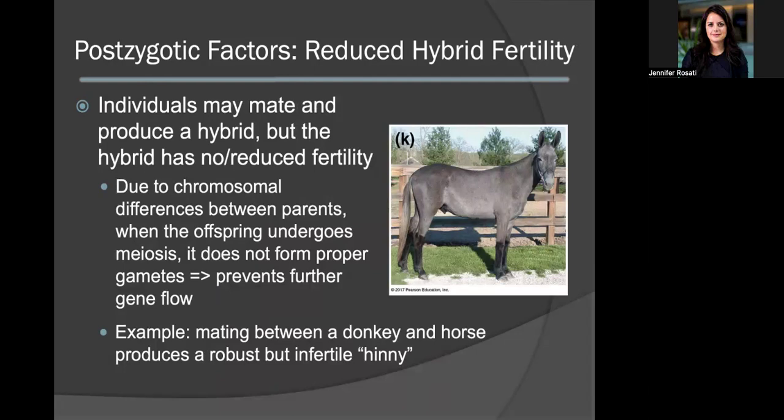Another postzygotic factor is reduced hybrid fertility. Once again, this is when individuals from different species mate and produce a hybrid. However, this hybrid has no or reduced fertility. Many times this is due to some chromosomal differences between the parents. This means when the offspring undergoes the process of meiosis, it does not form proper gametes itself, thus preventing any further gene flow from the hybrid species. A good example of this is mating between a donkey and a horse. This produces a robust but completely infertile hinny.